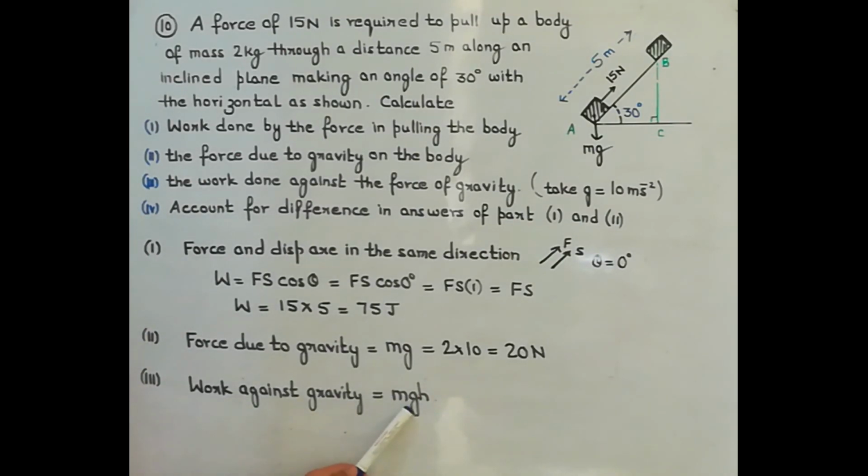g is also known to us, but the vertical height. Now you see, body was at the level AC, and now the body has gone to point B. So if you see, vertical height is BC. Here, the vertical height through which the body is raised is BC. So we need to calculate that vertical height, that is h. Then only we can get work against gravity. Now see how you will calculate that vertical height.